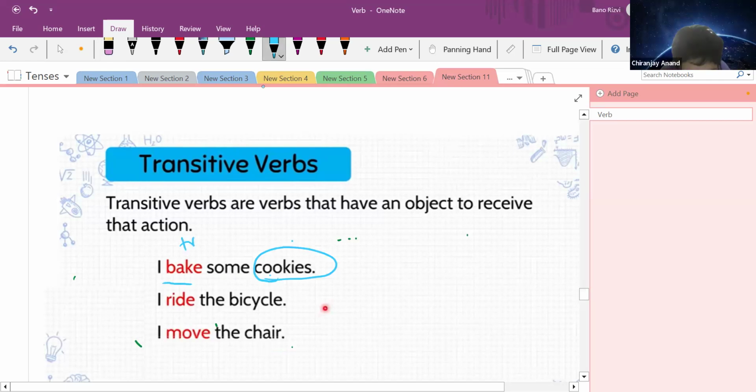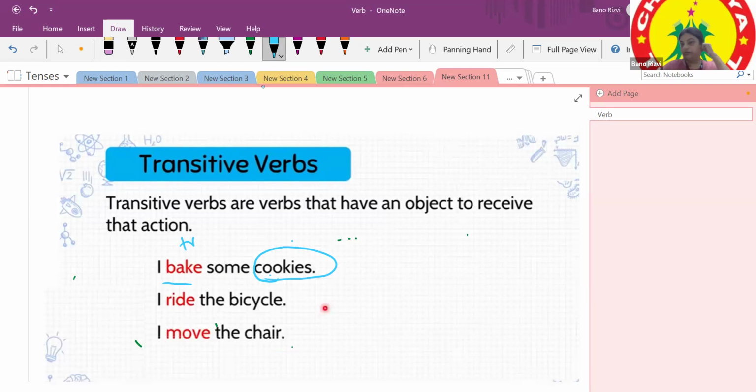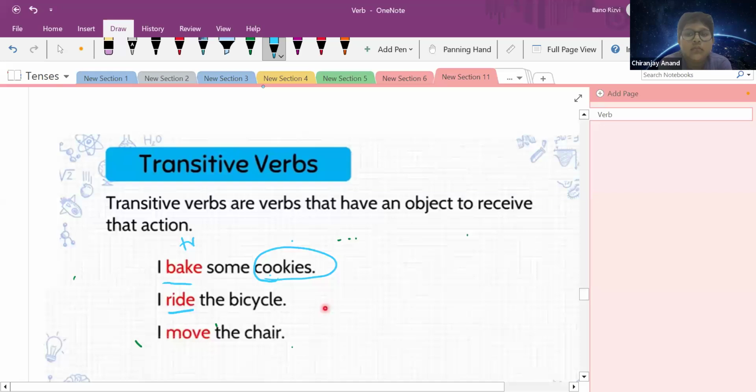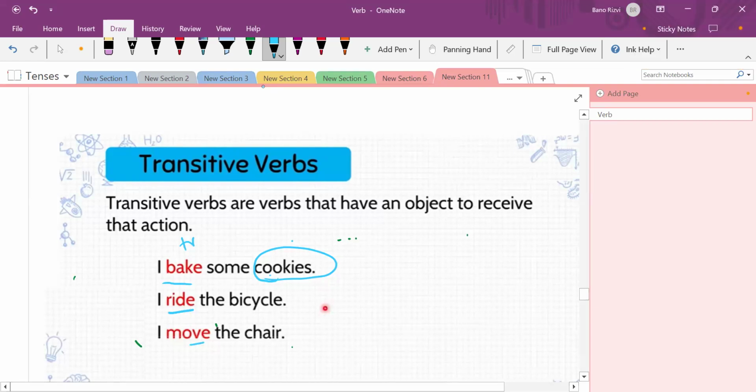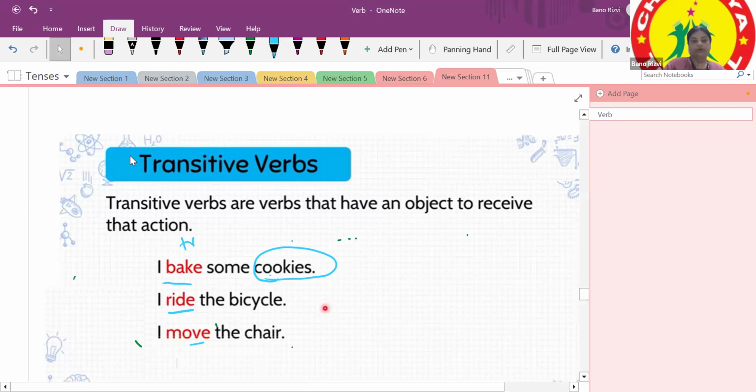Fine. I ride the bicycle. The bicycle is supposed to be ridden. Someone is supposed to ride a bicycle. So ride is the transitive verb. I move the chair. So move is the transitive verb. You understand, Tarandeep? Yes, ma'am. Fine. So let us move further.